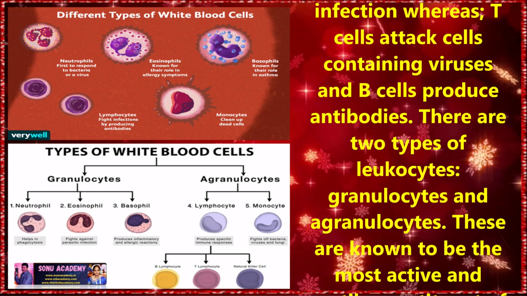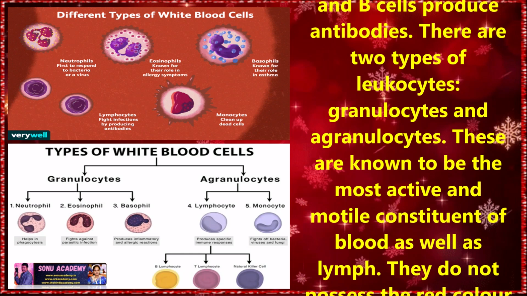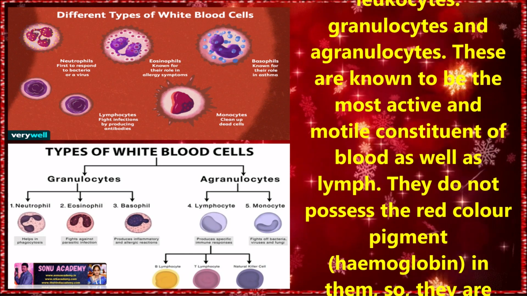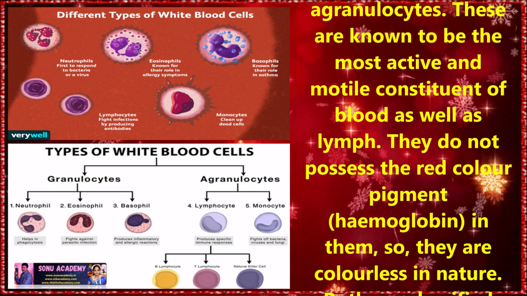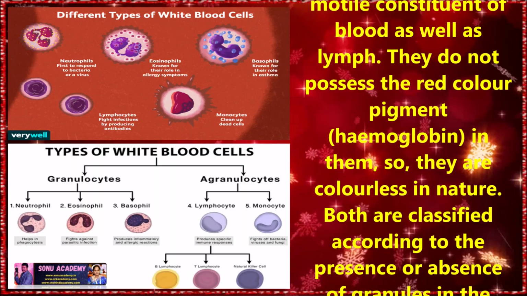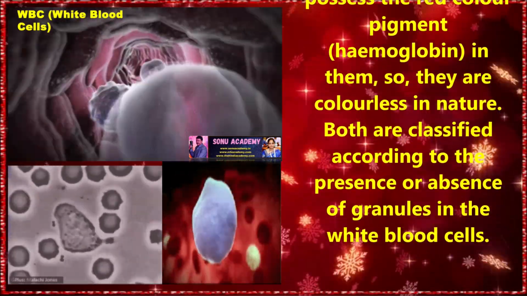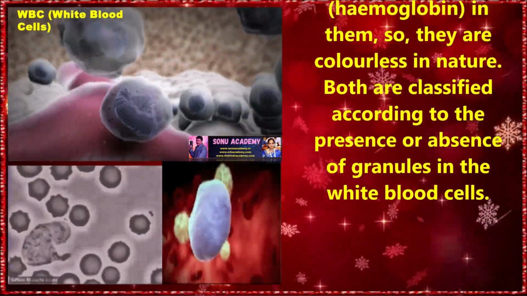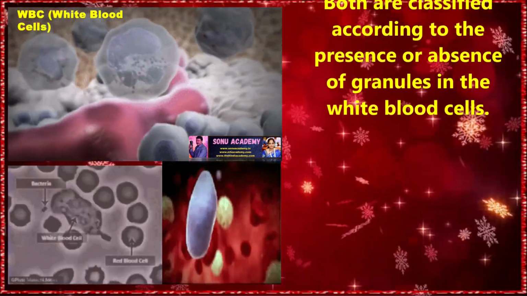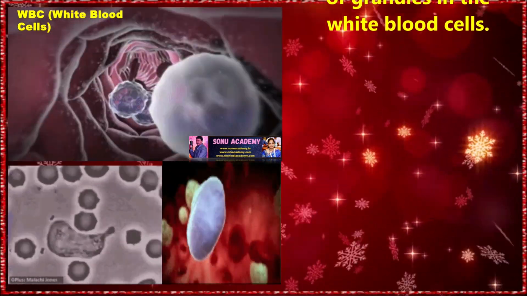Immunity. Lymphocytes fight infection, whereas T cells attack cells containing virus and B cells produce antibodies. There are two types of leukocytes, called granulocytes and agranulocytes. These are known to be the most active and motile constituents of blood as well as lymph. They do not possess the red pigment hemoglobin, so they are colorless in nature. Both are classified according to the presence or absence of granules in the white blood cells.